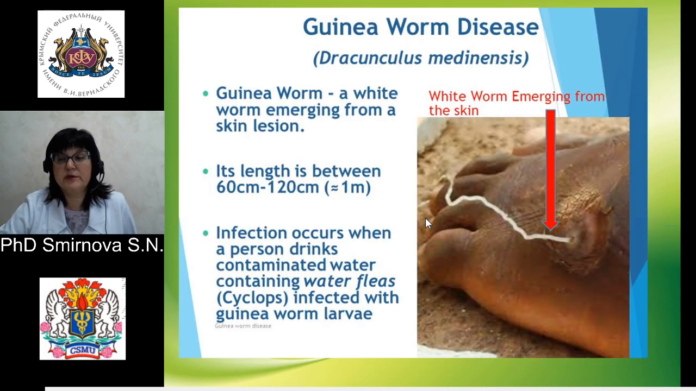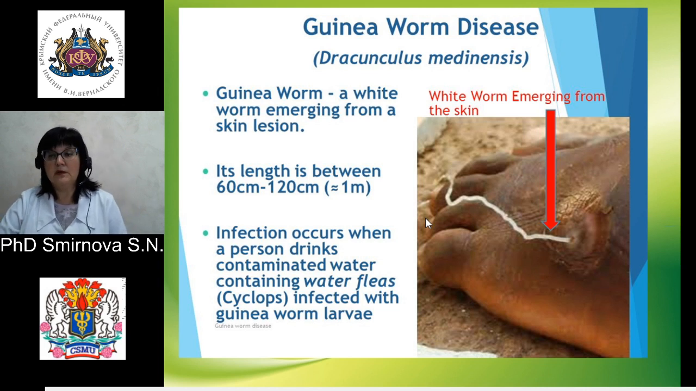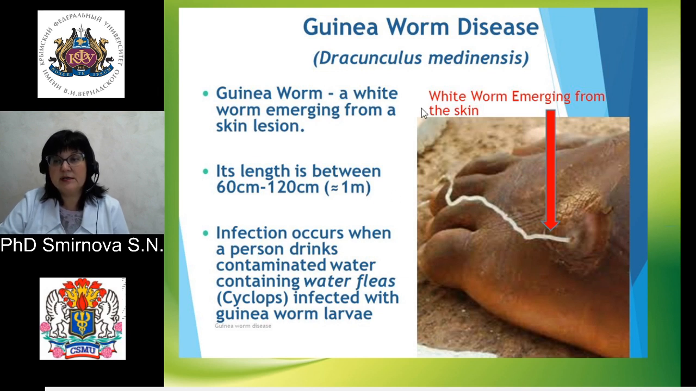Next parasite, which is present in the class nematodes, is Dracunculus medinensis. Dracunculus medinensis has a length between 60 to 120 centimeters, so near 1 meter. This parasite's geographical distribution is characteristic of warm countries.